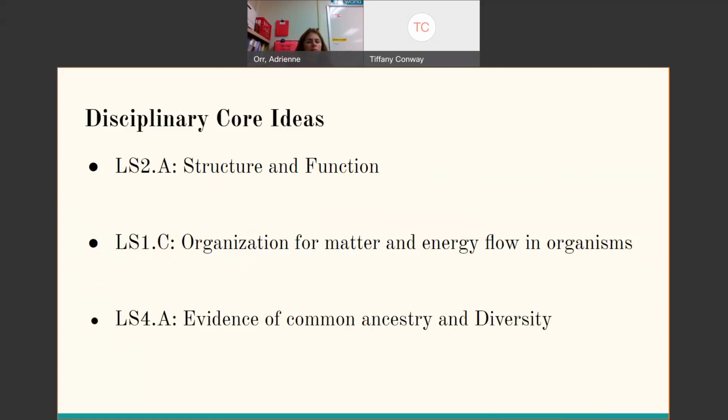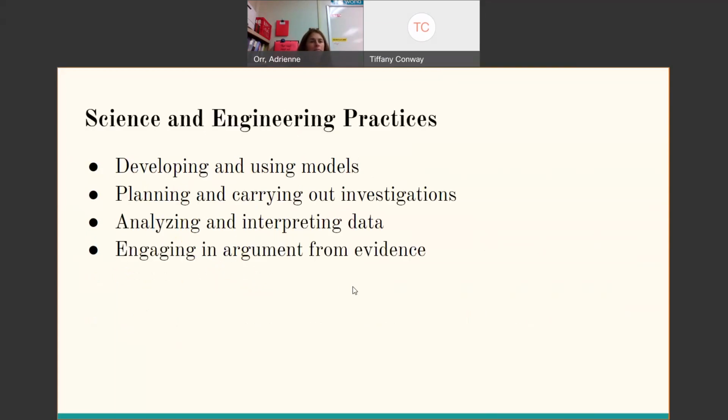There's disciplinary core ideas again, but we already talked about those. For the science and engineering practices, developing and using models is a huge one.